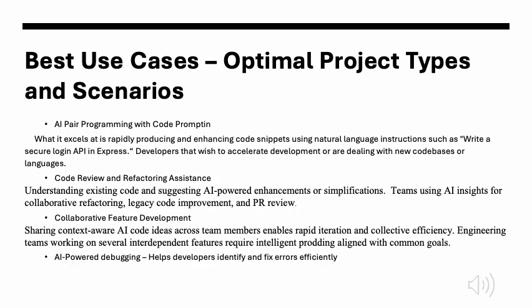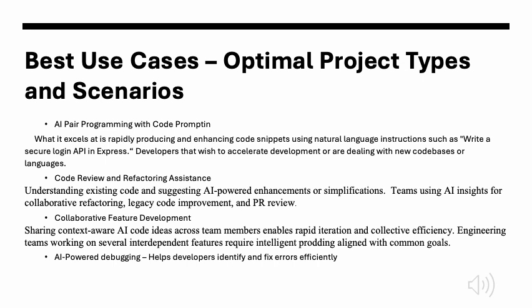We will now discuss the best use cases, that is, the optimal project types and scenarios for AI programming. The first one for AI programming is pair programming with code prompts, which it excels at. It rapidly produces and enhances code snippets using natural language. For example, you can write a secure coding API, or say, I want a website in this specific language. Developers can now accelerate development or deal with new code bases or languages.